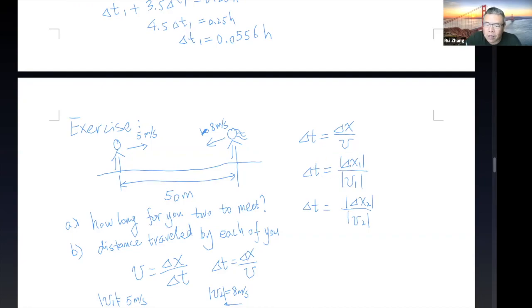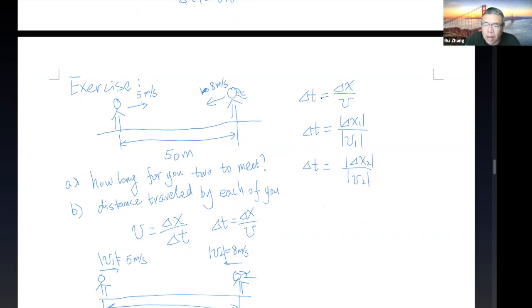We cannot, because we do not know delta x1. We only know v1. Same thing, we do not know delta x2. We don't know v2, but they lead to the same delta t. So what we do know is the sum of the two, delta x1 plus delta x2, right?